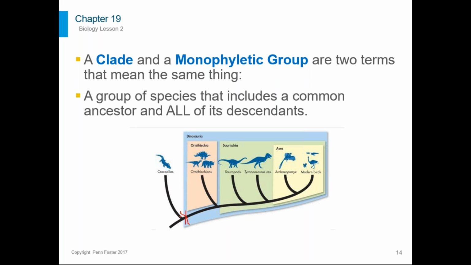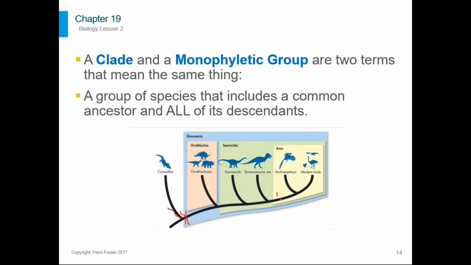From that common ancestor, it branched off into a lot of different groups of species, but they all are descended from that common ancestor. Crocodiles are not, because they branched off earlier, but anything to the right and above that X is a clade. Now we can make more clades within that. We can make a much smaller clade. These things are all descended from a common ancestor, but they might not be all that closely related.